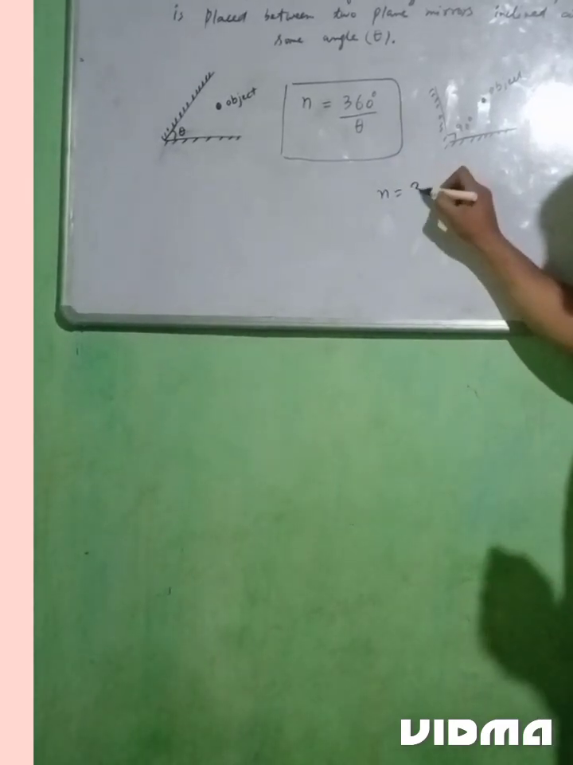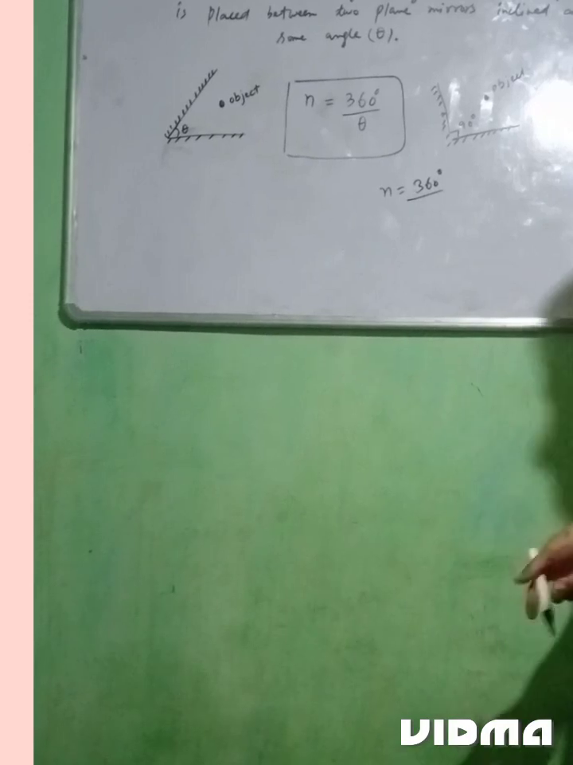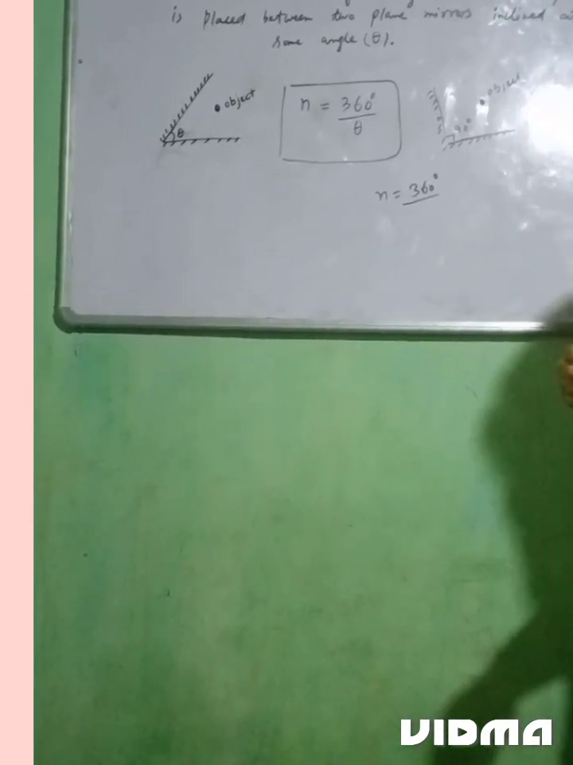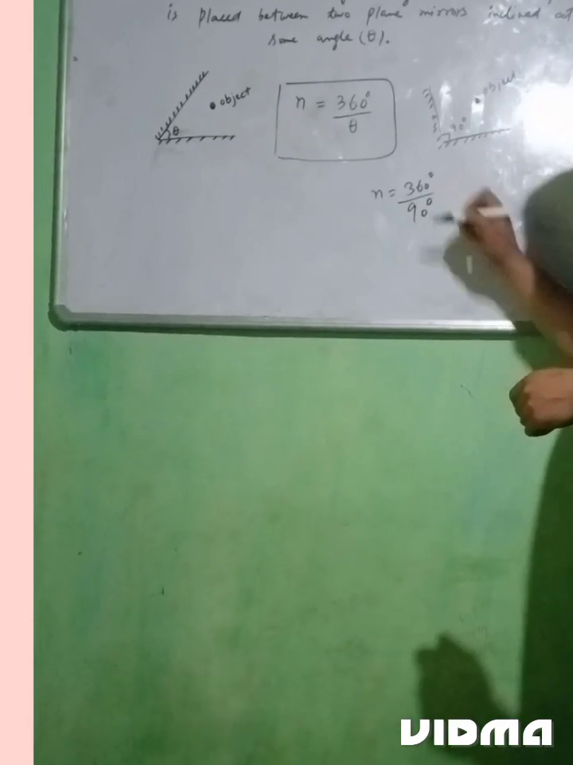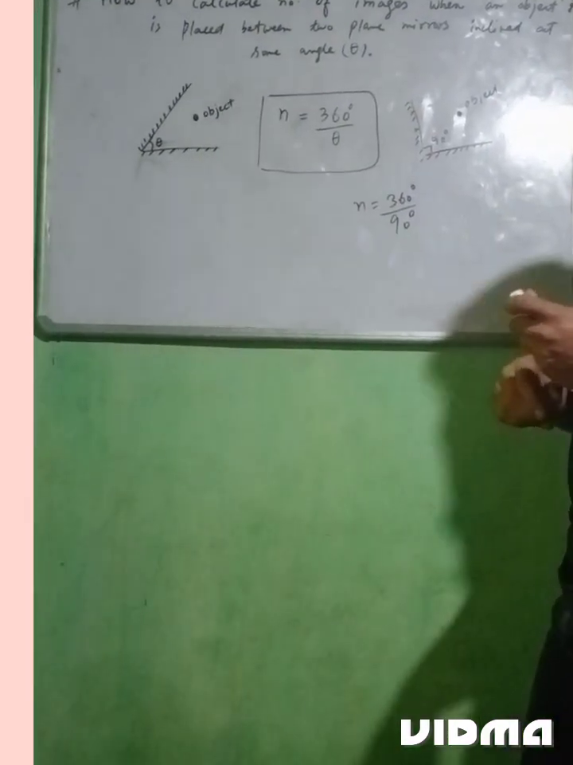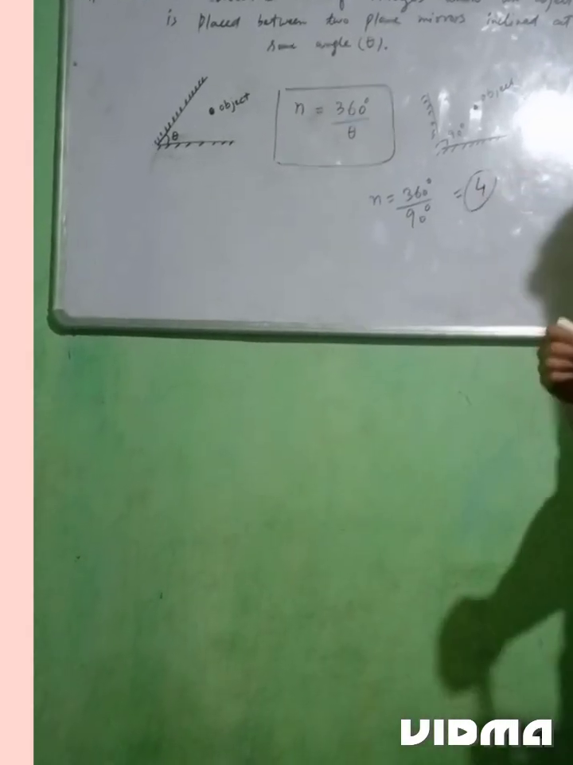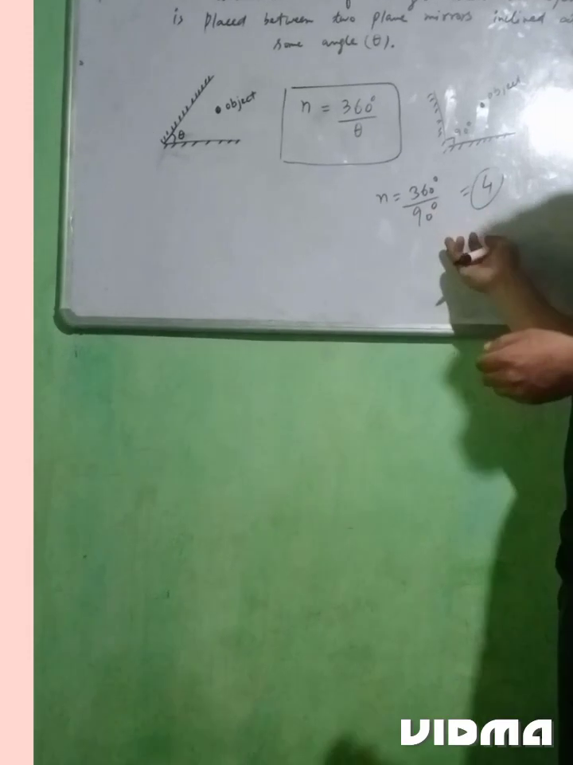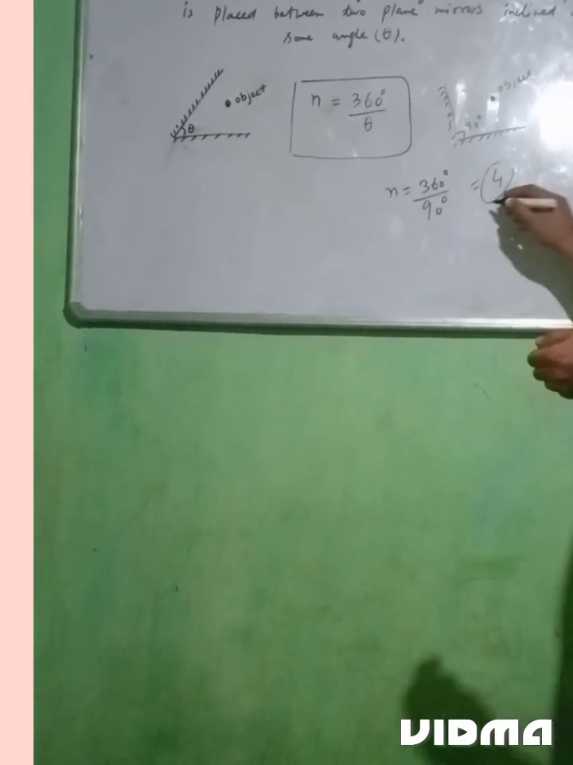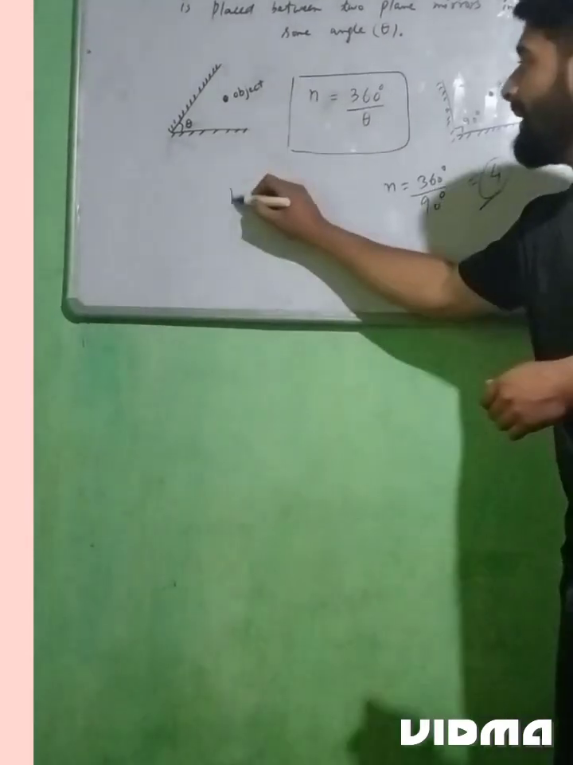N is equal to 360 degree divided by theta. Theta के बदले में हम use करेंगे इधर 90 because angle is 90 degree between these two mirrors. When we will divide 360 by 90, answer comes out, that is 4. 9 ones are 9, 9 fours are 36, so 360. Now my answer is 4. N is 4.